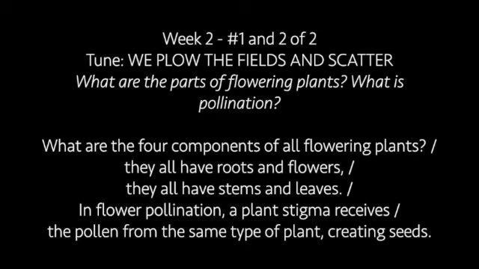What are the 4 components of all flowering plants? They all have roots and flowers, they all have stems and leaves. In flower pollination, a plant stigma receives the pollen from the same type of plant, creating seeds.